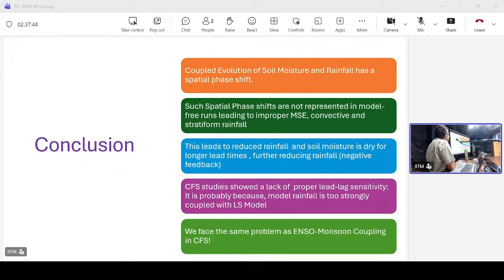And such phase shifts are not represented in the model, either in the free run or in the forecast runs. Because the moist static energy is not well represented, there is probably a problem in the convective rainfall. And CFS studies also showed lag insensitivity. That means when you are not supposed to be very strongly coupled at 5 days lag, when the observation expects you should be much less strongly coupled.